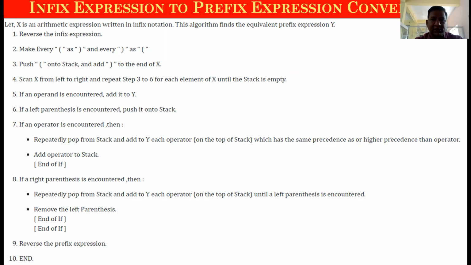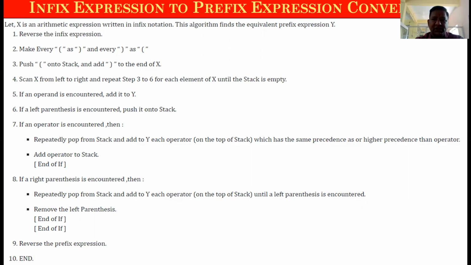It is very essential for you to understand that we are only changing the way of writing an expression. We are not changing the meaning of the expression. A plus B will be represented as plus AB. It will convey the meaning which will remain the same. Okay, so let us see how this infix expression to prefix expression conversion algorithm works.